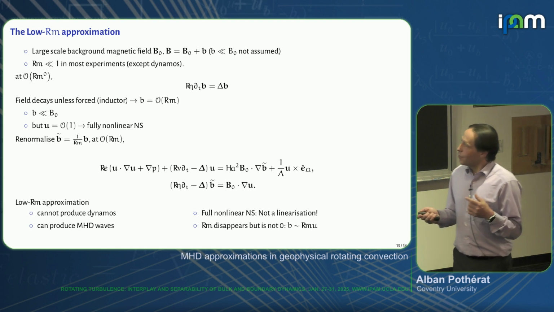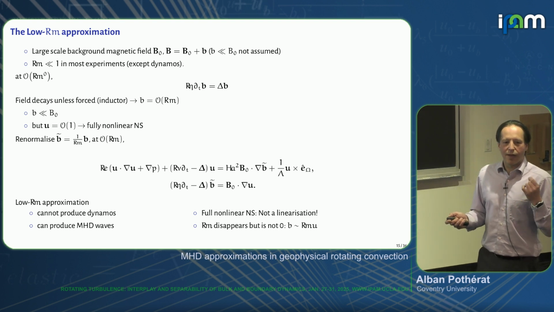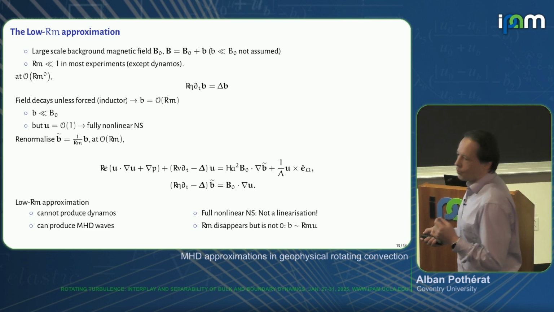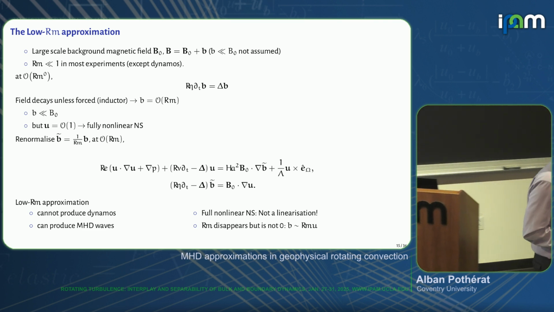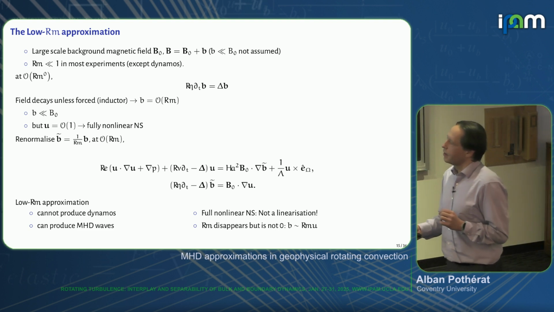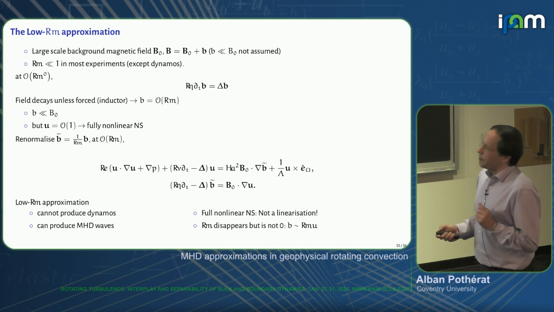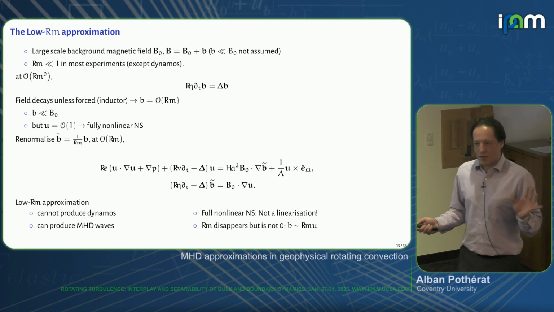And that means that even if you don't impose it, the induced magnetic field has to be order Rm. Okay? So the minute you assume that Rm is small, the induction is small. But that doesn't imply anything for the velocity. The velocity can be large.